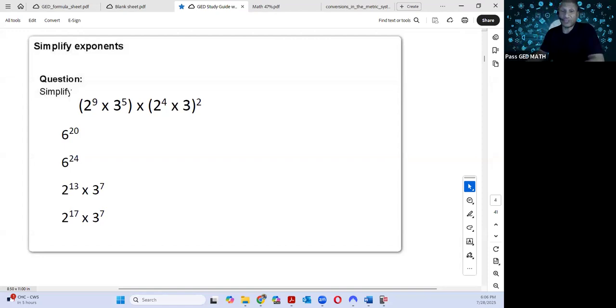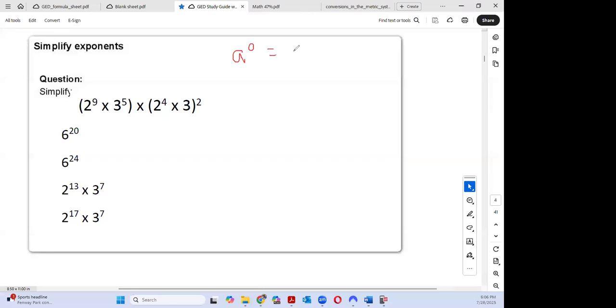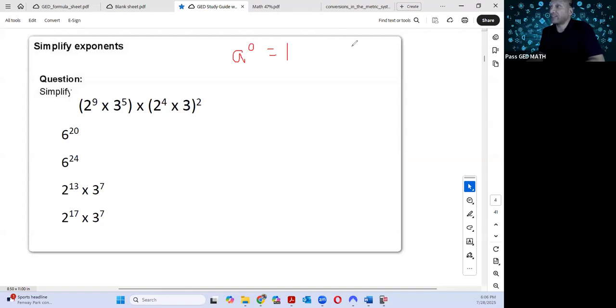There are several exponent rules in play. First of all, I'm just going to summarize real quick. Anything to the 0 power is what? Does anybody know? 1. It doesn't matter what the base is. Anything to the 0 power is 1.